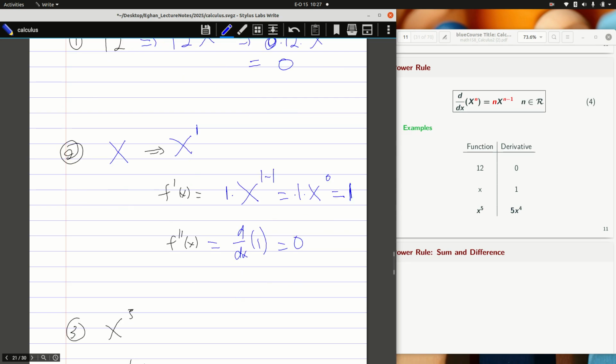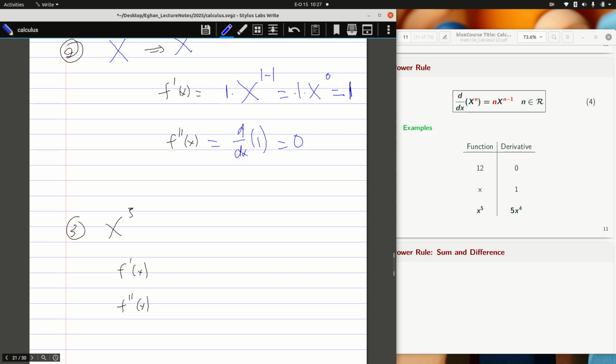The third example is the last example under the power rule. I have x to the power 5. Now the first derivative gives me 5 times x to the power 5 minus 1. That is 5x to the power 4. For the second derivative, I have to now differentiate this.